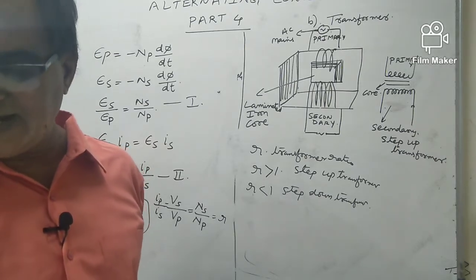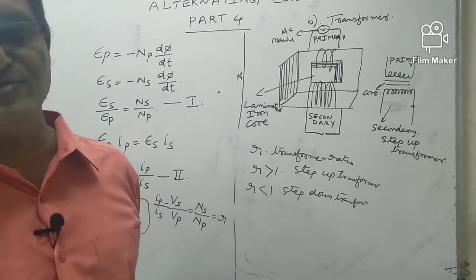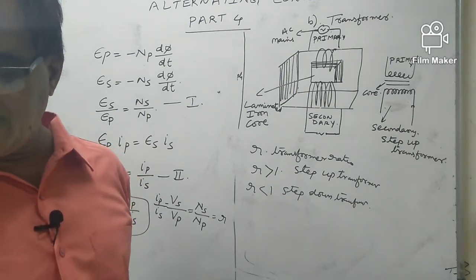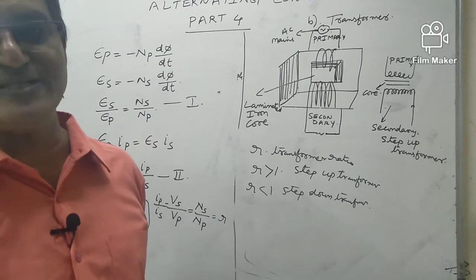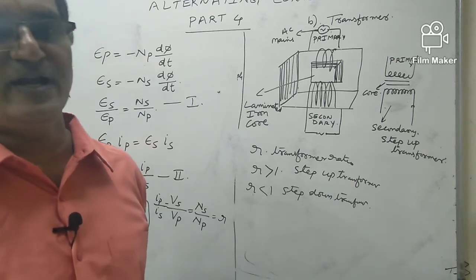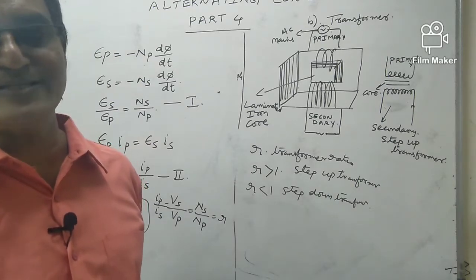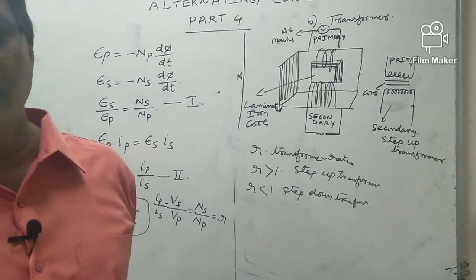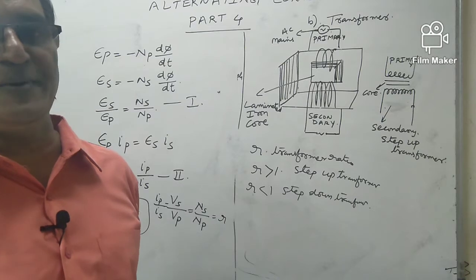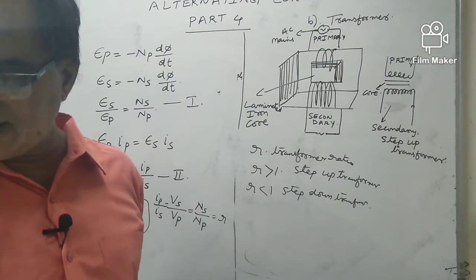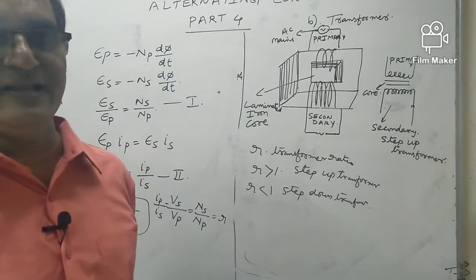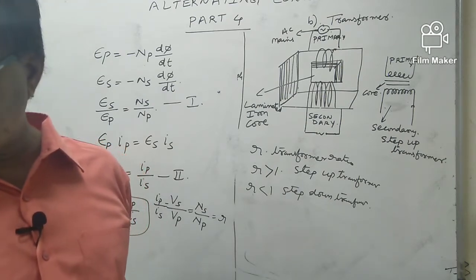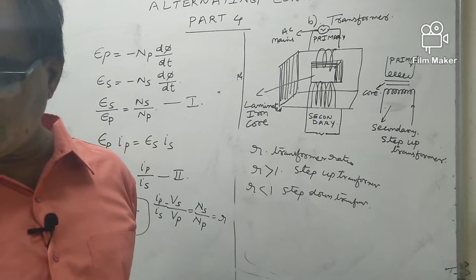Then eddy current losses. Eddy currents are produced in the core of the transformer, and to minimize the eddy current losses, the core is laminated. Now again, hysteresis losses: energy losses due to repeated magnetization through a complete cycle, which is converted into heat.